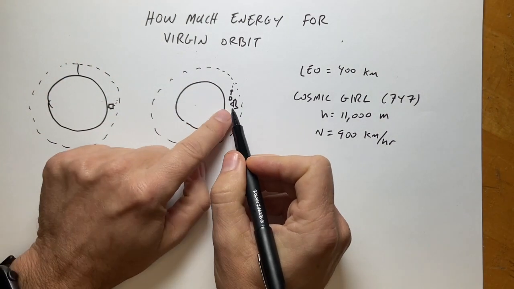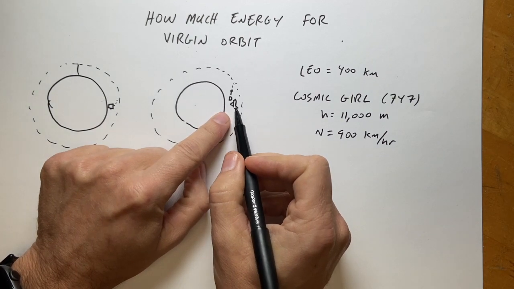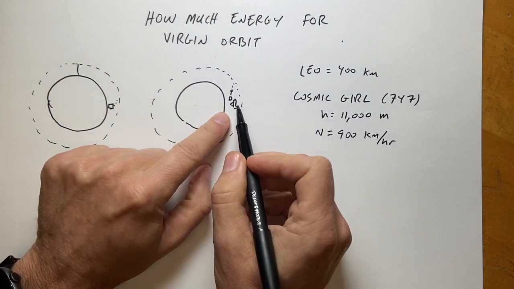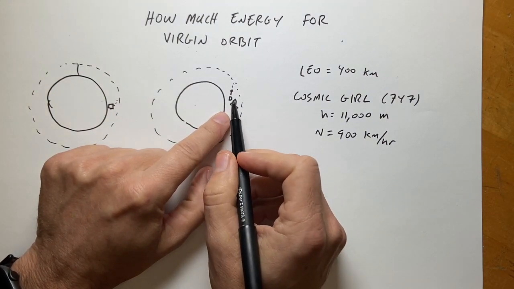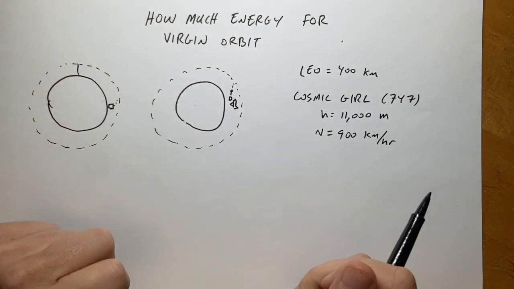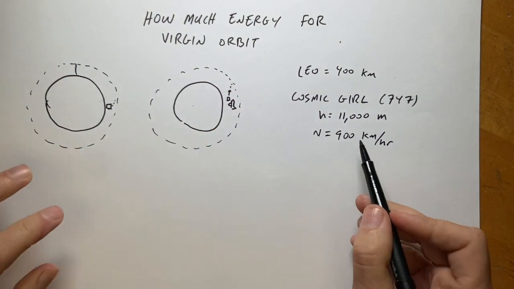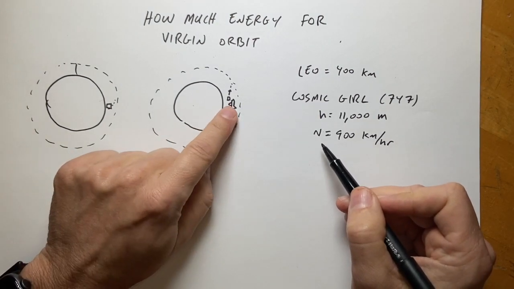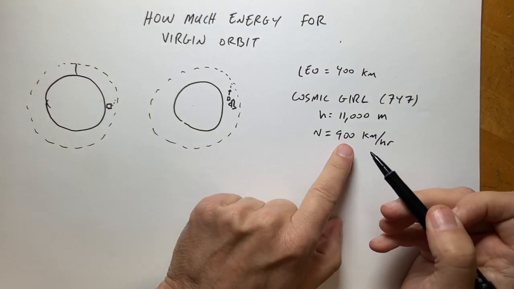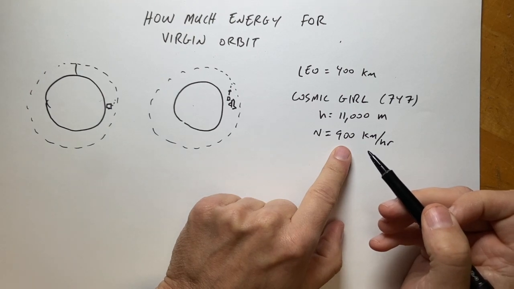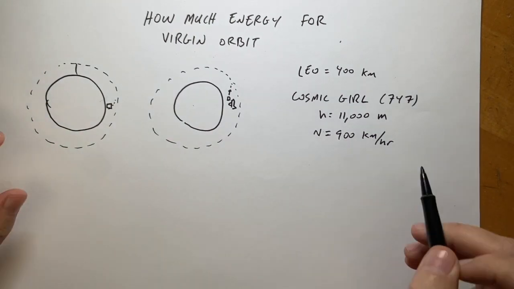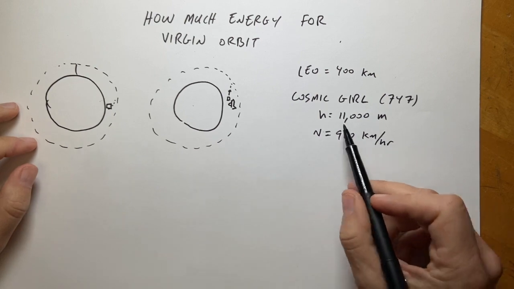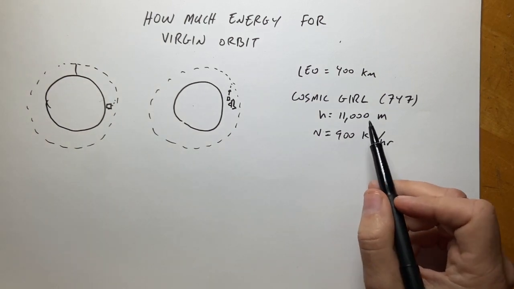And the idea in the Virgin Orbit is to launch it from a 747. So this 747 has two things that it does differently. One, it's flying fast. I didn't find the actual speed of this modified 747, but I got this 900 kilometers per hour velocity for other 747s. And the launch height is 11,000 meters approximately.